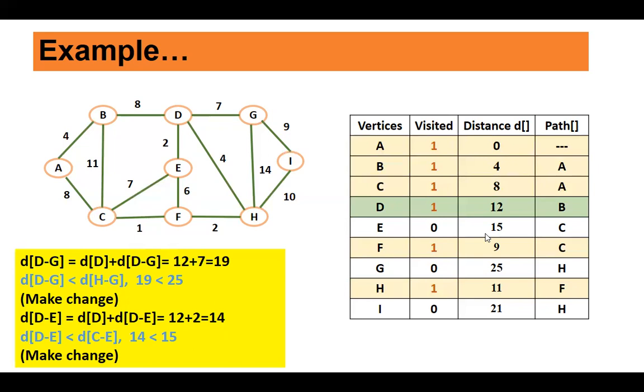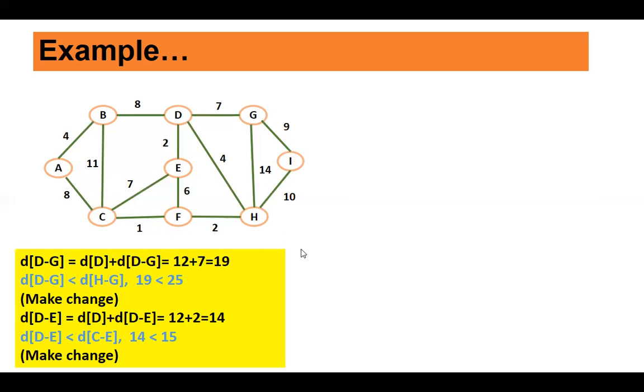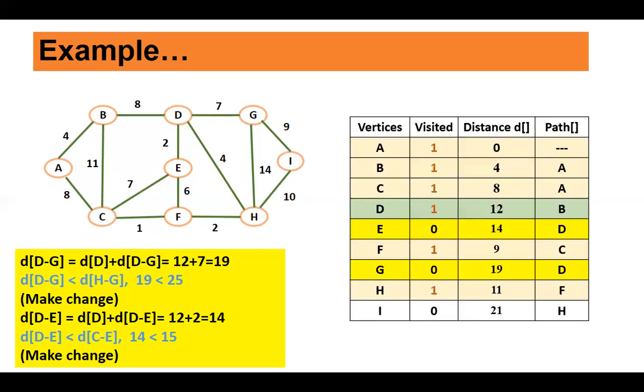So what you do now, update this also. Now the distance of E will become 14 and the path, instead of C, it will become D, right? So we are making two changes here. We updated the vertex E and we updated the vertex G, right? So the distance is updated and the path is also updated. Is it fine? We made the changes here.